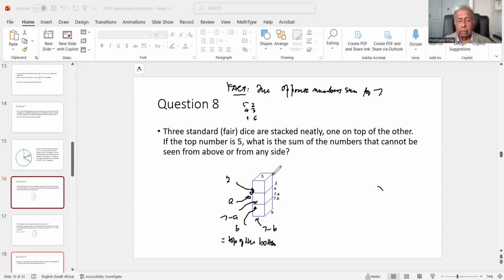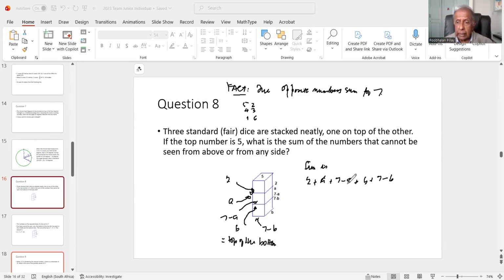The question is, what is the sum of the numbers that cannot be seen from any side? So there are 5 numbers which cannot be seen. There's 1 number from here, 2 here, and 2 here. And I've written down what these 5 numbers are. So the sum that we are looking for is 2 plus A plus 7 minus A plus B plus 7 minus B. So those are the 5 numbers.